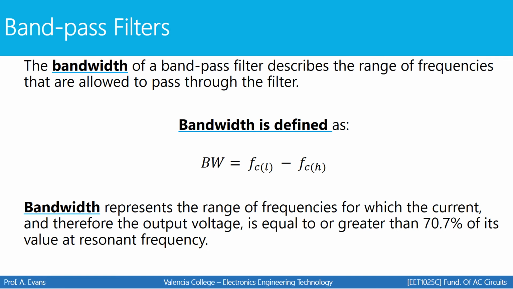So we have that keyword, resonant frequency. Today we're actually going to be using the concept of resonance to design our band pass and later our band stop filters. So when we talk about the bandwidth, that's going to represent our pass band, and a frequency will pass as long as the output is greater than or equal to 70.7% of the input value.